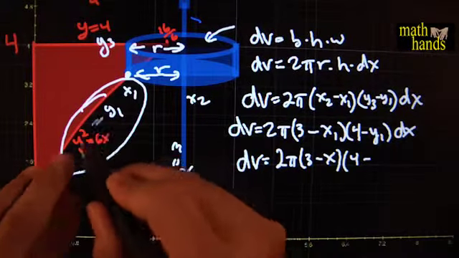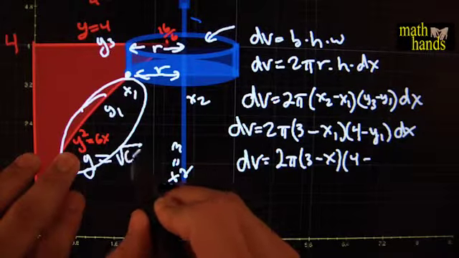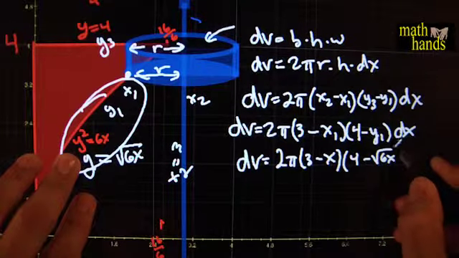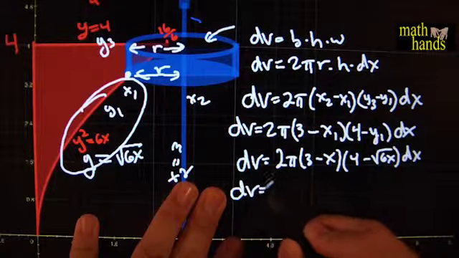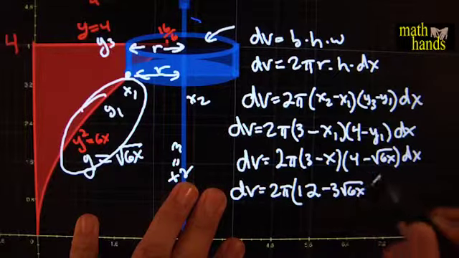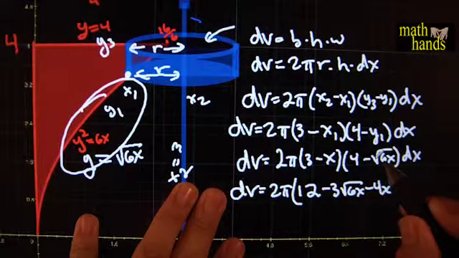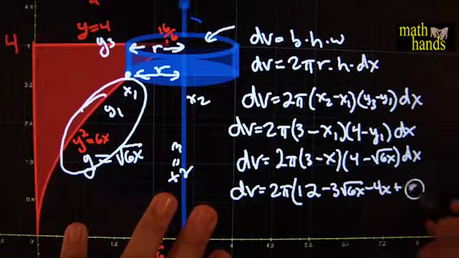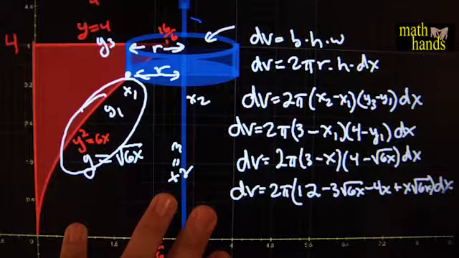y1, alright, I gotta exchange it. So I gotta use my exchange here. Let me think. The y squared is equal to that, so therefore y is equal to the square root of 6x. So y would be equal to the square root of 6x, and that would be times a dx. And then your dV is equal to 2 pi times the integral of 12 minus 3 square root of 6x minus 4x plus x times the square root of 6x, all that times dx. Right?